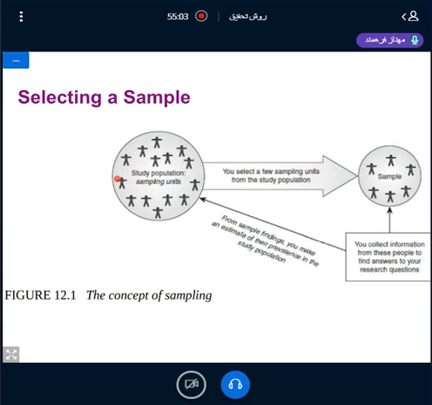For example, an environment, soil, water, etc. So this is your environment, and you pick up one sample from water or soil, and you collect information from these samples to find answers to your research questions. From sample findings, you make an estimate of their prevalence in the study population.